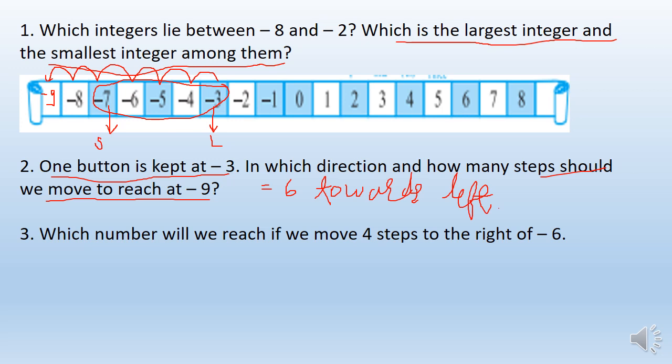Okay, now which number will we reach if we move 4 steps to the right of -6? Now -6 is here. 4 steps to the right. From here I start: 1, 2, 3 and 4 steps. So I'll get here -2. Clear?